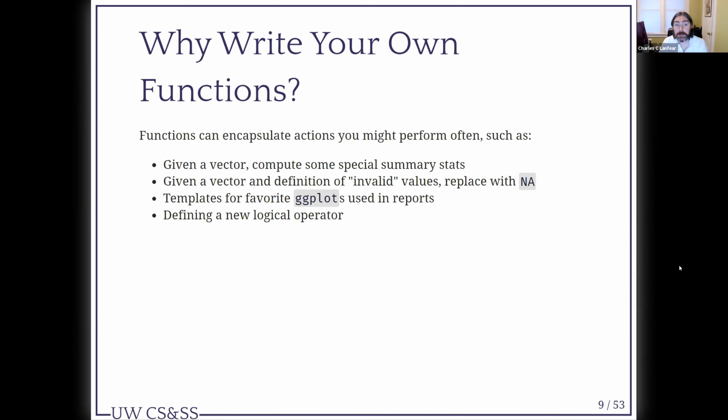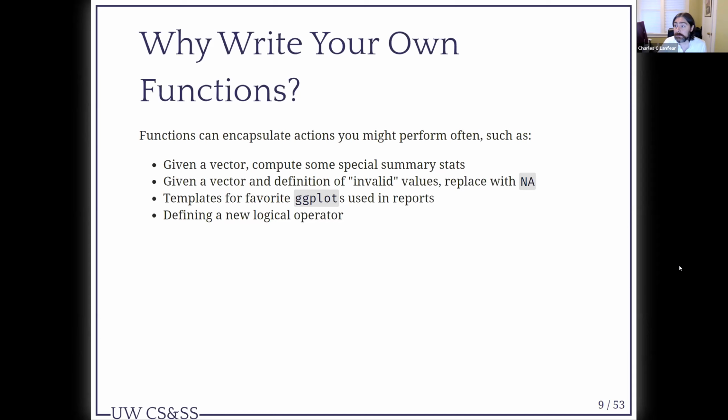Another thing might be, maybe you have some vector, like columns in a data frame, and you have some definition of what invalid or wrong values are in there. Maybe you're working with survey data and you know all the negative numbers are different types of missing values, and you just want to replace them with NAs. You might write a function to do that systematically instead of manually doing every single one of them in a case_when or something like that.